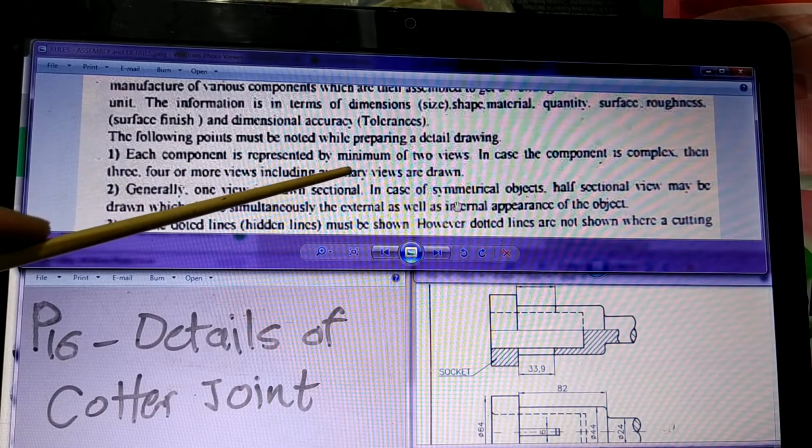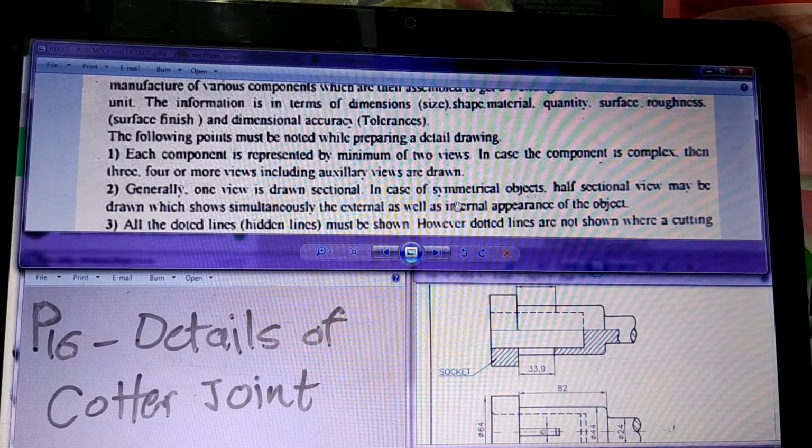Each component is prepared by a minimum of 2 views, because as usual, when you prepare a drawing, the objective is that the reader should understand what the object is. So you have to draw the number of views which are sufficient for the person to understand the drawing. Suppose one view is enough, then fine. But suppose you require more than one view, then maybe 2 views, so front view, side view, front view, top view, such kind of combinations, or maybe 3 views.